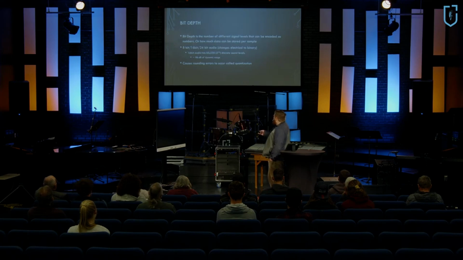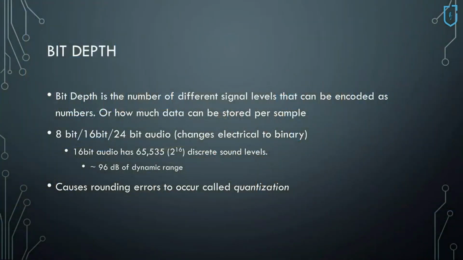The other number that's important is your bit depth. It's the number of different signal levels that can be encoded as numbers, or how much data can be stored per sample. So wherever it's taking that sample, how big of a number can you go. So you can have 8, 16, 24, there's 32-bit, and then you can get into floating point stuff. That's not important.